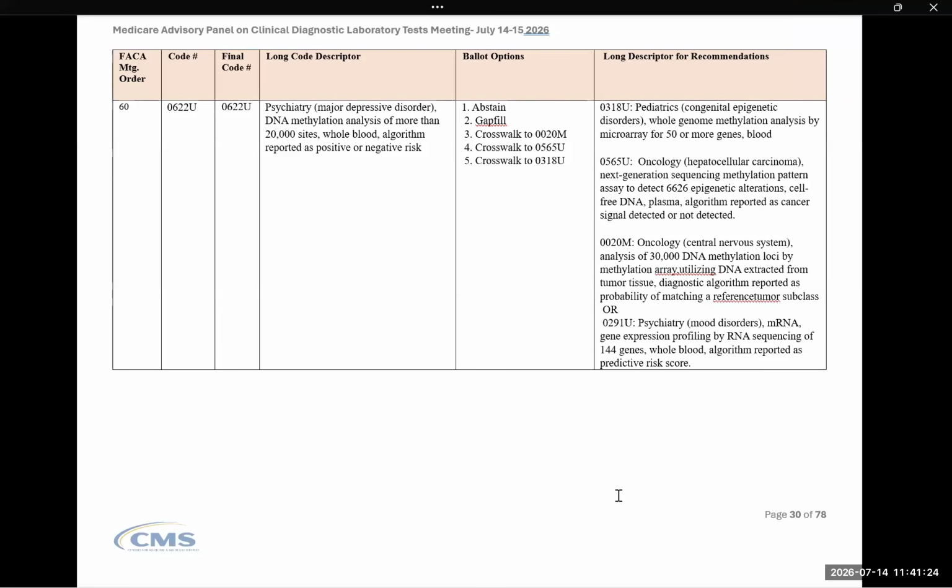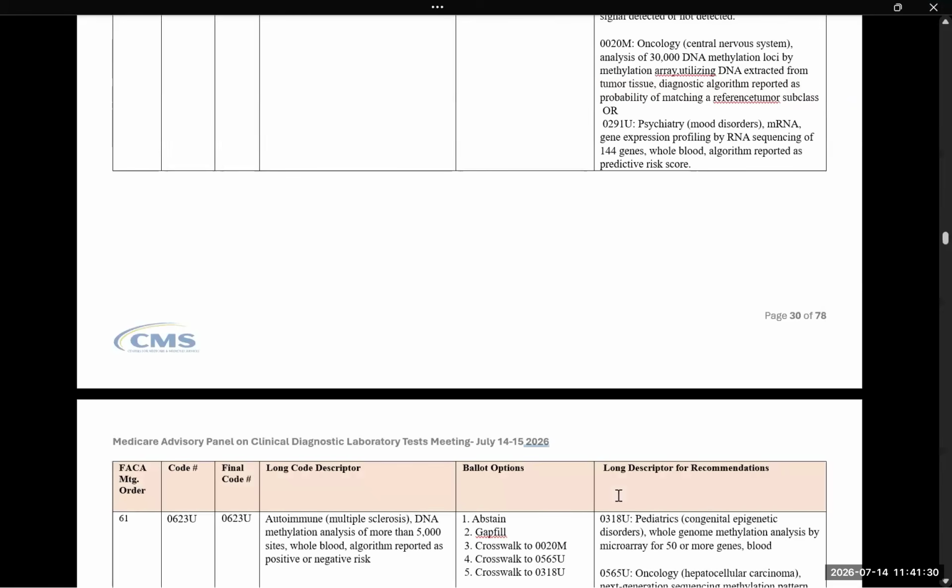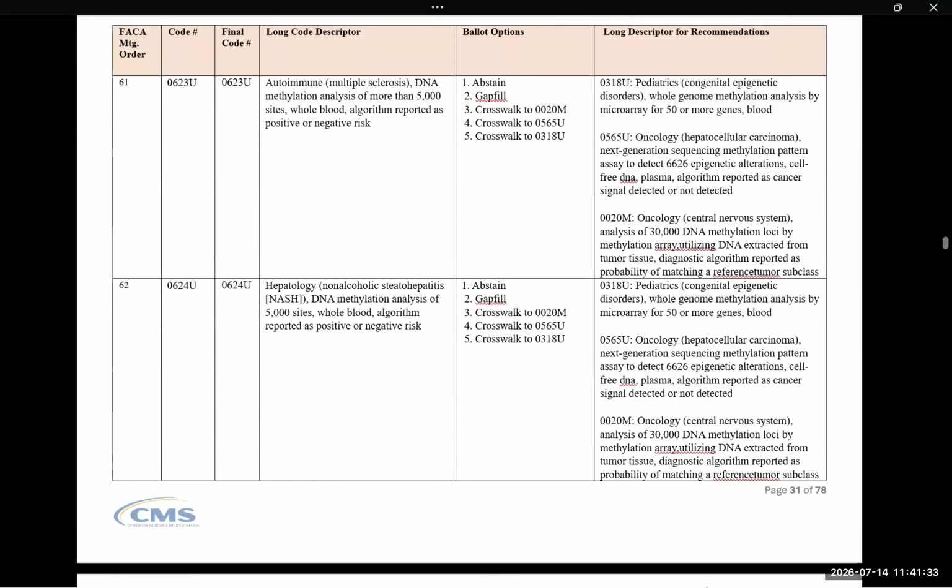Thank you. All right, I lied. We are not finished with this series. We have 0623U and 0624U. Both again, same technology, same platform, both 5,000 sites methylation analysis. The first code now for autoimmune disease, in this case, multiple sclerosis. The second code that we're voting on soon is hepatology, NASH, non-alcoholic steatohepatitis. Again, for both the subcommittee and my recommendation is to crosswalk to 0565U.